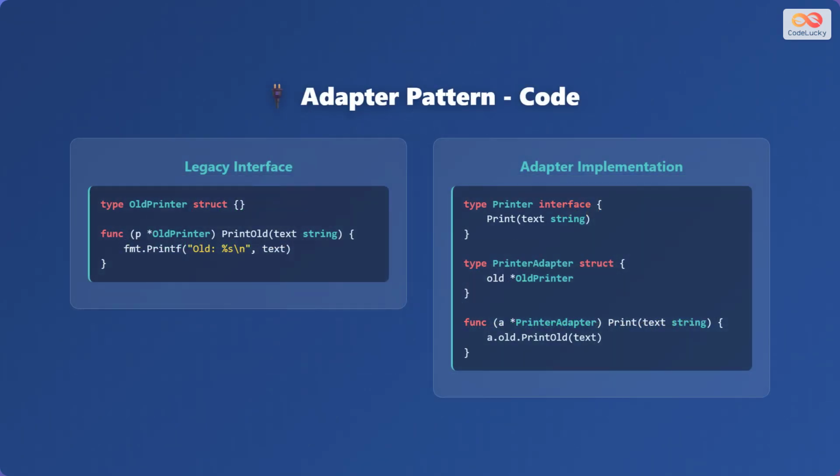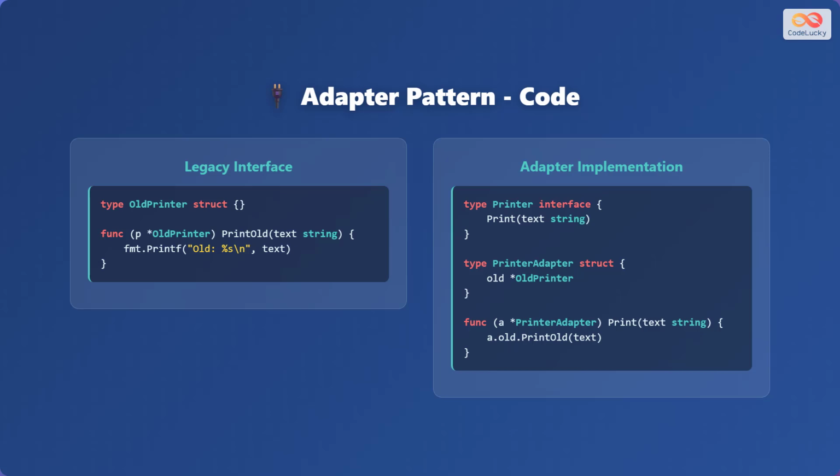Let's examine a concrete implementation of the adapter pattern in Go. Here we have a legacy interface called oldPrinter with a method called printOld that takes a text string and prints it in an old format. This represents existing code that we cannot modify but need to integrate with our new system.